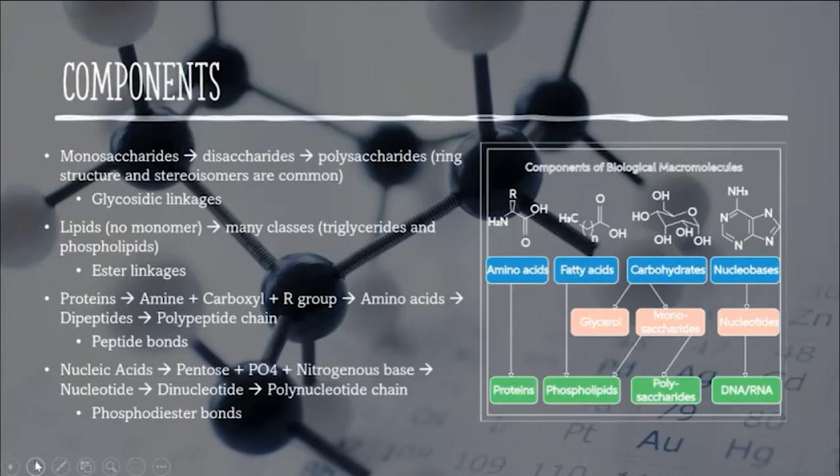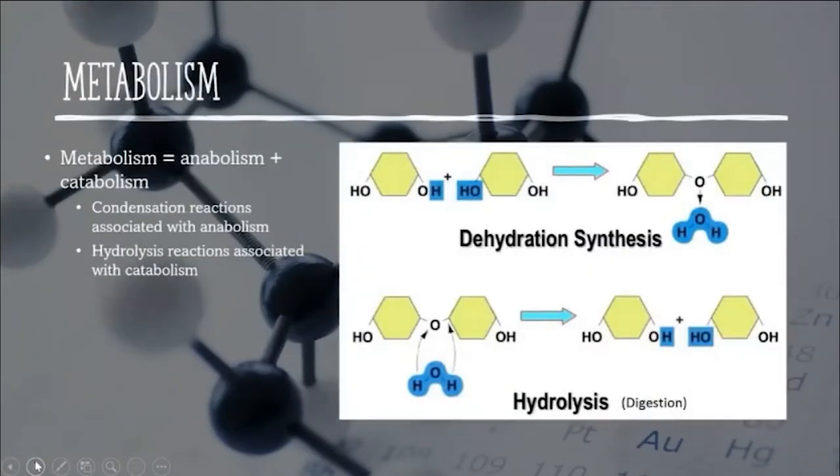So a brief overview of metabolism is that metabolism is going to be the sum of all enzymatic reactions in a cell. This is made up of anabolism and catabolism. So anabolism is building more complex molecules from simpler molecules. Catabolism is building more simple molecules by breaking down more complex molecules.